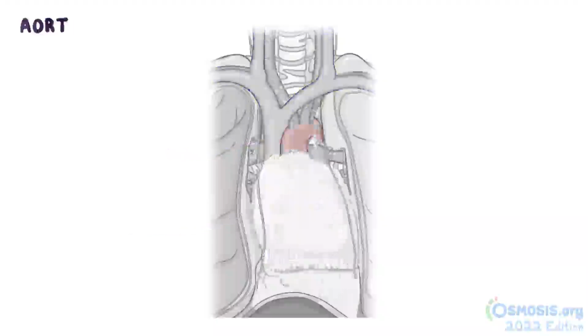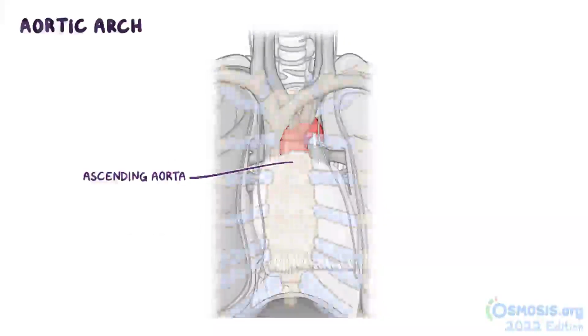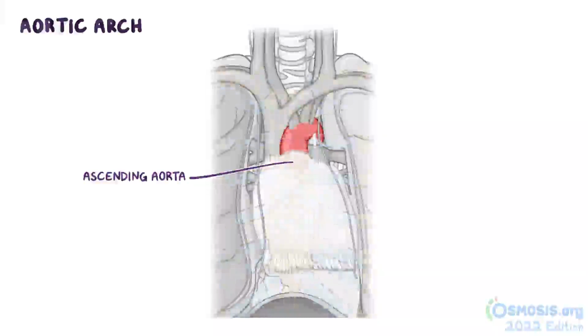Next up, there's the aortic arch, which continues the ascending aorta and begins at the level of the sternal angle, posterior to the second right sternocostal joint. As you can see in this picture, it arches superiorly, posteriorly, and to the left, and then inferiorly.